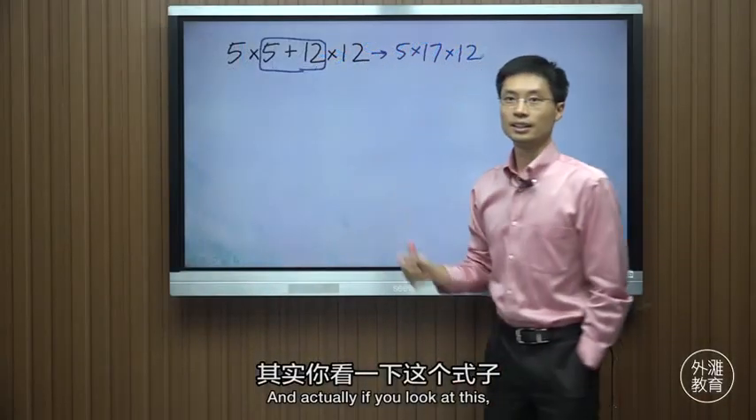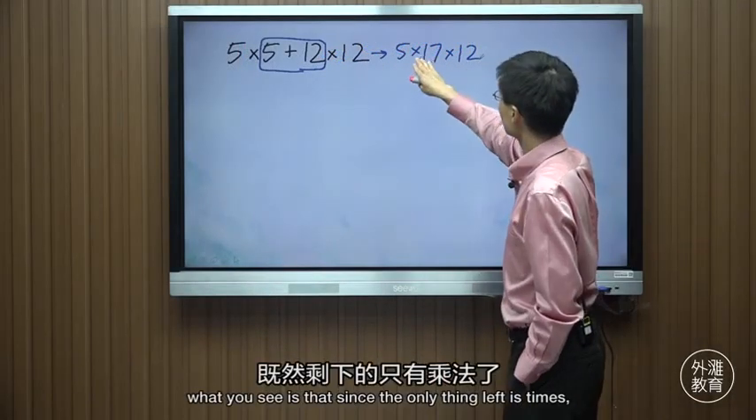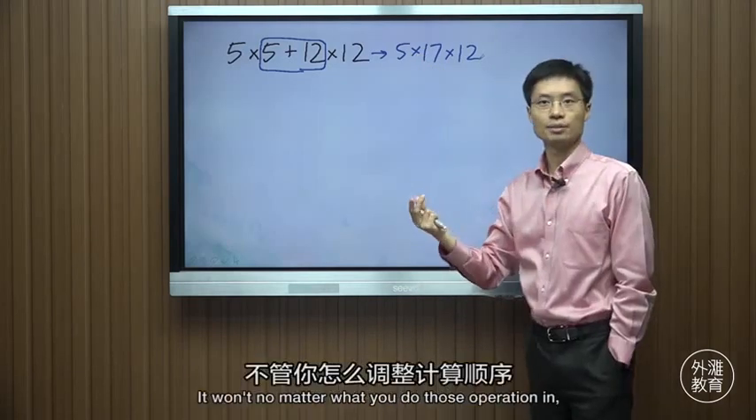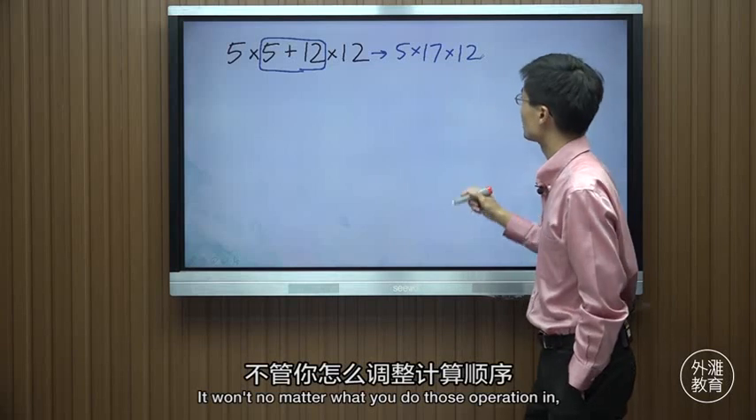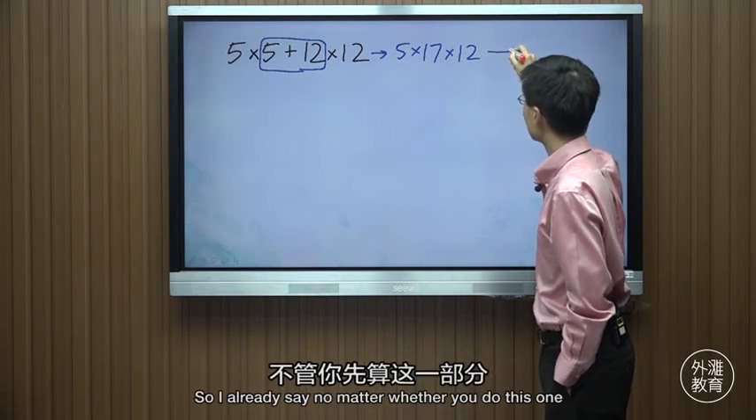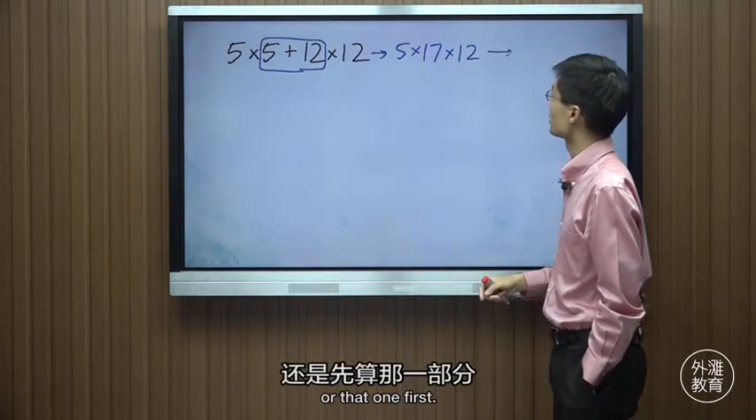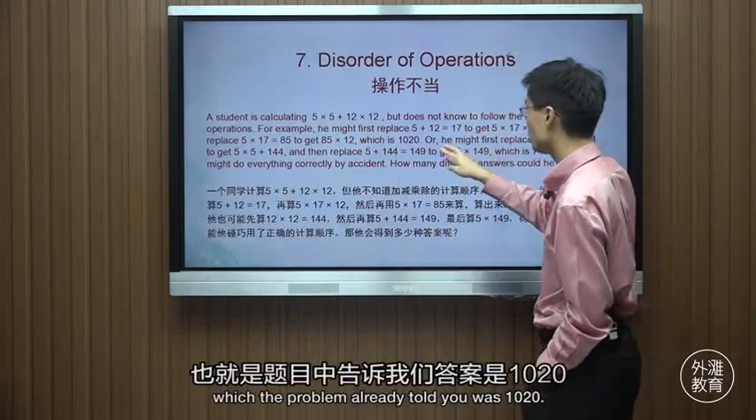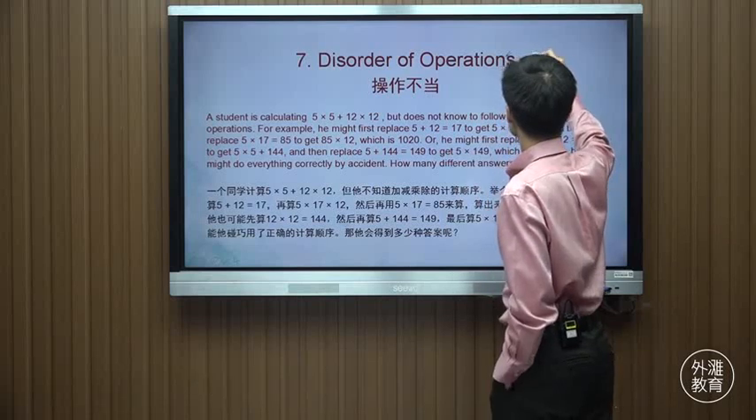And actually, if you look at this, what you see is that since the only thing left is times, there isn't any choice left. It won't matter what you do those operations in. So I'll already say no matter whether you do this one or that one first, you'll get the same answer, which the problem already told you. The problem already told you was 1020.